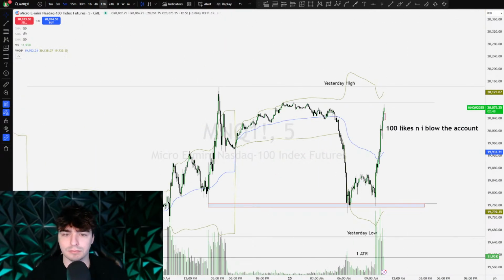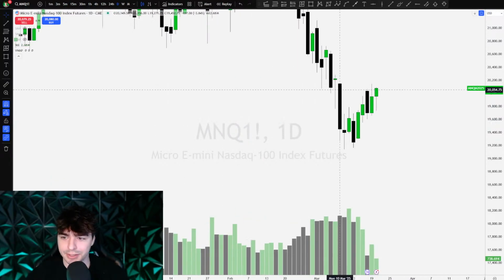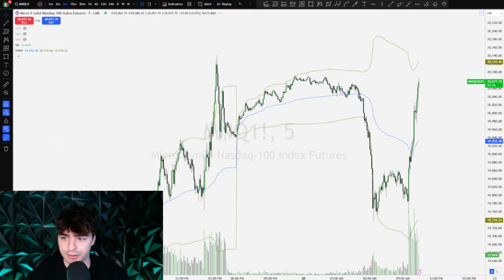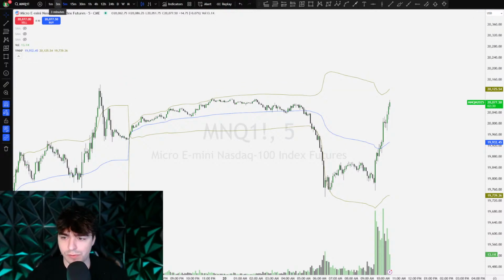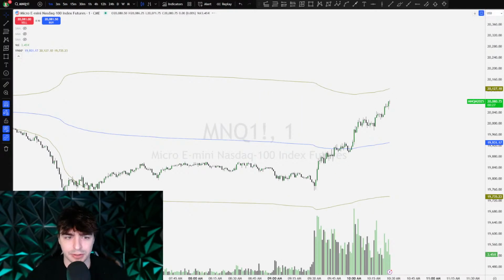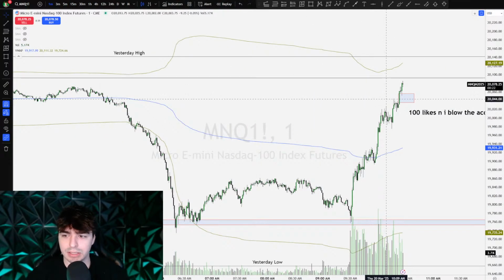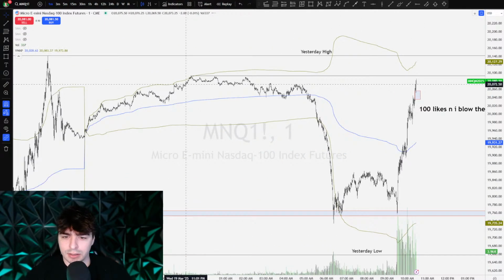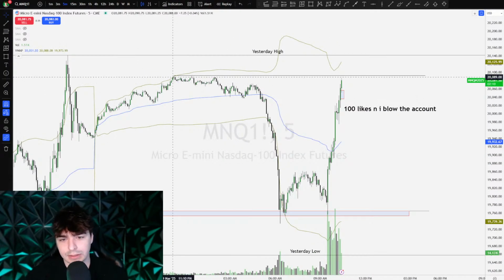This is the daily chart. You can see we're just getting closer and closer to yesterday's highs, closer and closer to this VWAP standard deviation as well. But I'm not quite sure we're going to make it there. This thing needs to get some relief. These highs here are going to probably pose a threat.